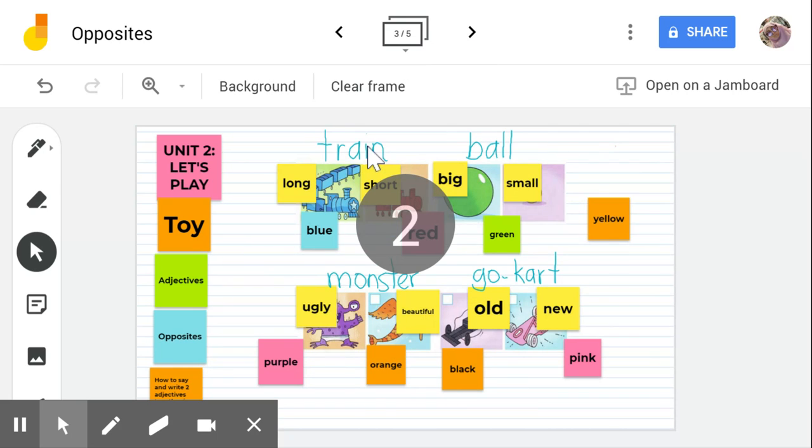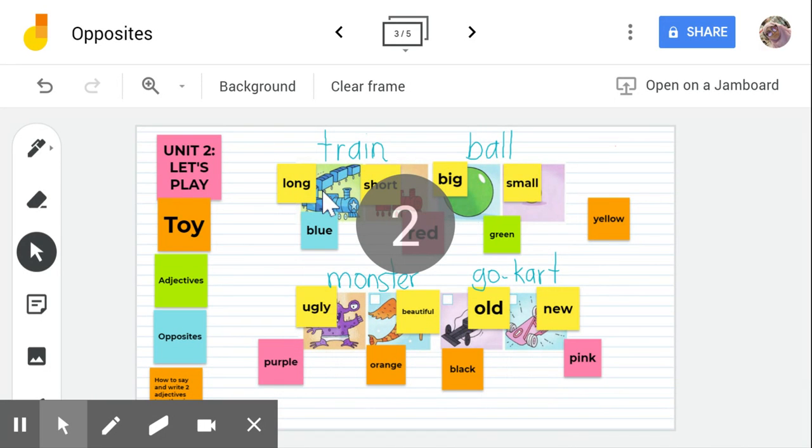Okay. Jadi kita meneruskan kepada opposites. We're going to talk about opposites. Opposites adalah kata lawan. Kita menggunakan adjektif, kata sifat untuk menyatakan bahawa sesuatu benda adalah perlainan antara satu sama lain.